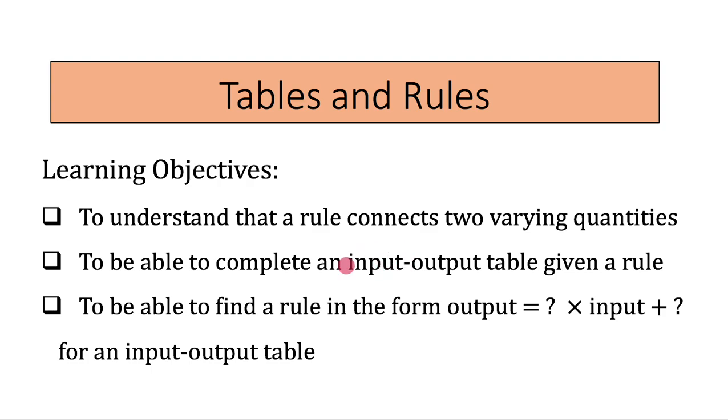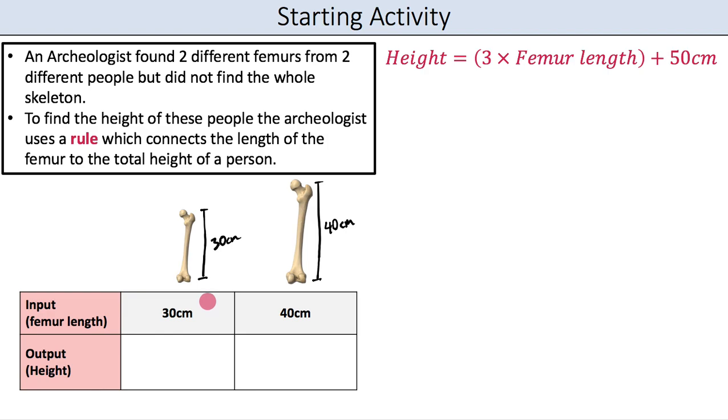Now, we also have this input-output table, which again, if we go back to our learning objectives, was something else we needed to know. And this really just displays what we're trying to do. So our input here is our femur length. Kind of think of our input as what we know. We know our femur lengths. It's what we dug up from the ground and then measured. We know that one is 30 centimeters and one is 40 centimeters. Our output is what we're trying to find, which is the height of the person.